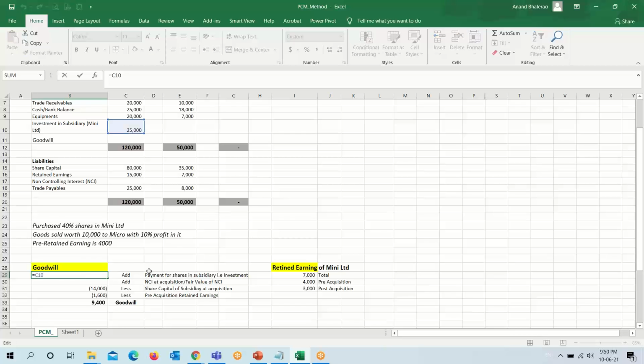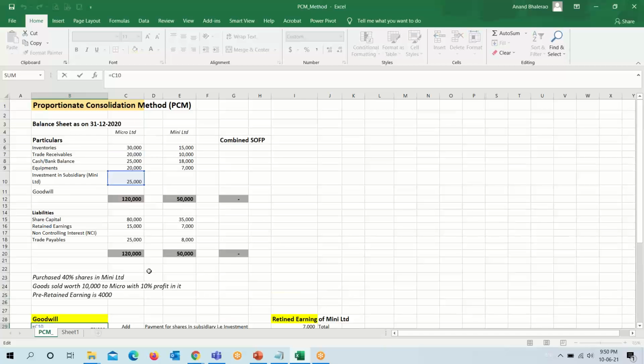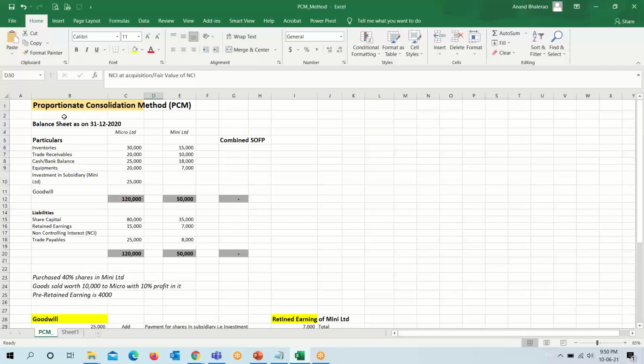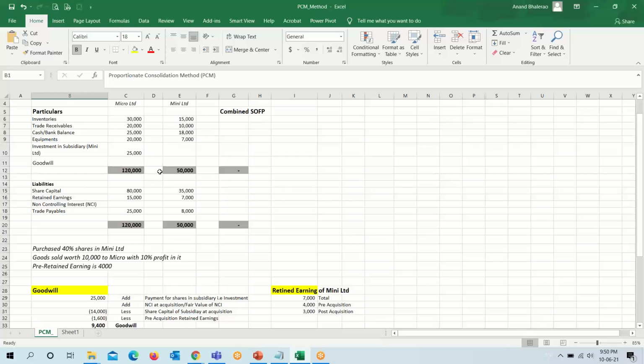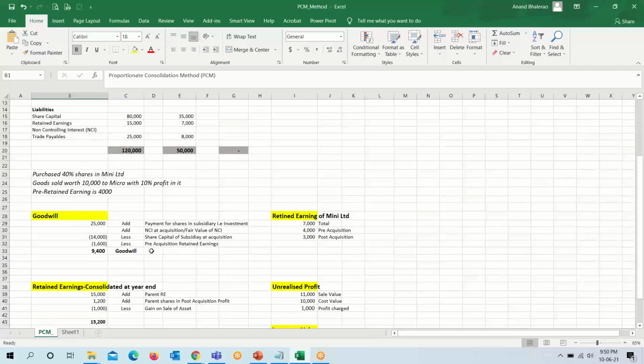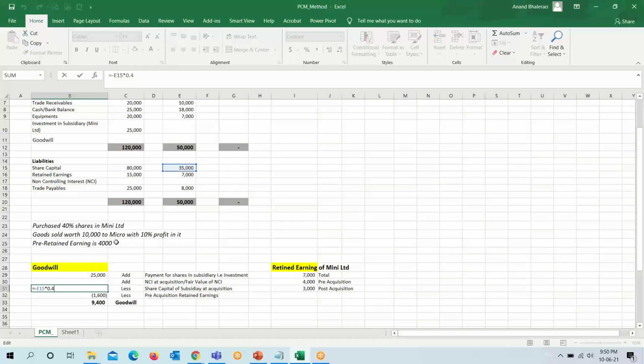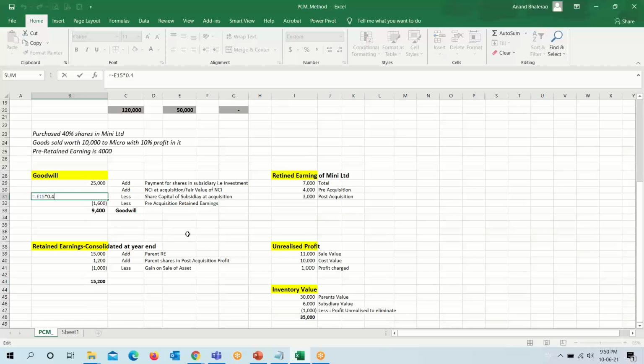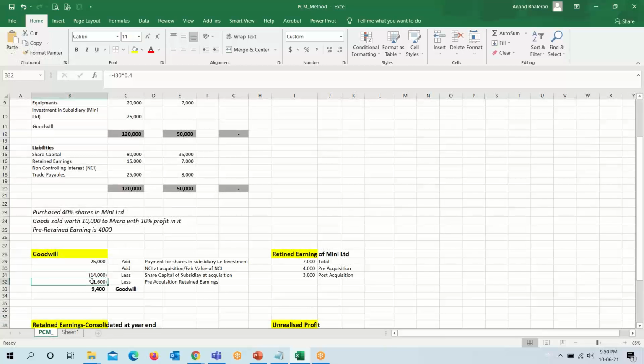While calculating goodwill, we have taken the investment amount, that is 25,000. NCI is not here because it is not calculated in this method of consolidation, as we do not have less than 50% proportion in it. Similarly for the share capital, out of the total share capital of 35,000, we have considered only 40% because we own 40% shares in Mini Limited. And similarly, out of the pre-acquisition profit of 4,000, we have considered only 40% for the purpose of calculation of goodwill. So our goodwill comes to 9,400, which we will add here.